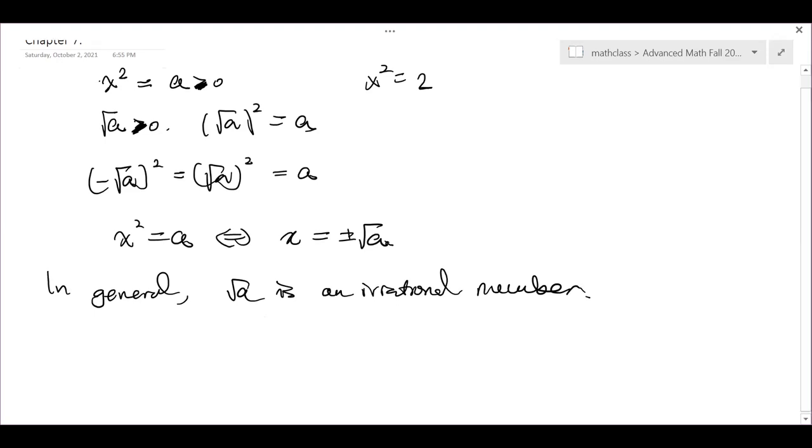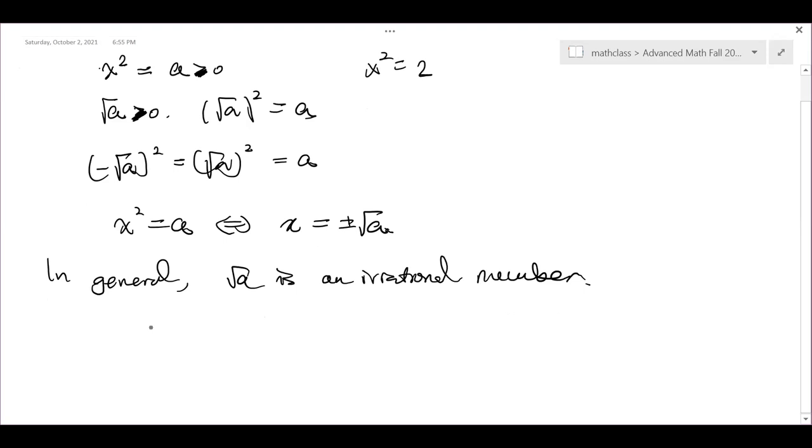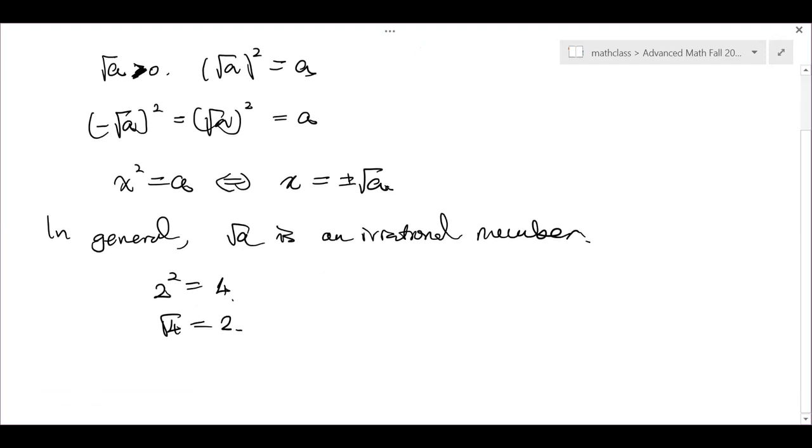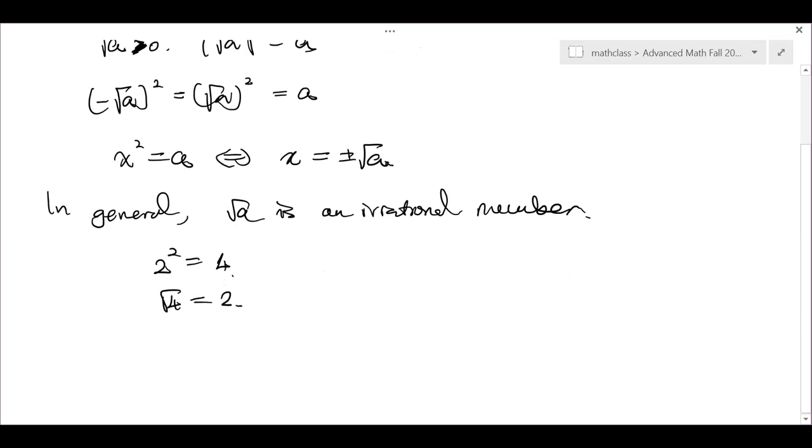Now, since 2 squared equals 4, the square root of 4 is going to be 2. It must be 2 because 2 squared is 4. So the square root of 4 should be 2. Okay, that's about the square root.